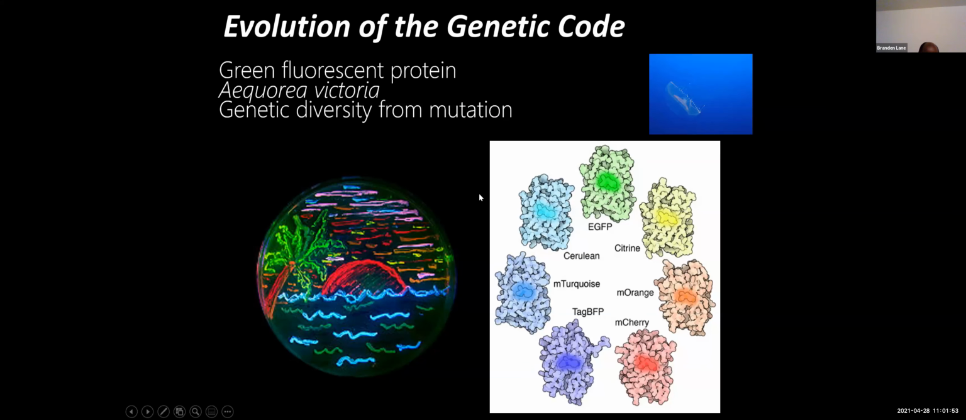This is a petri dish that has been painted with different strains of bacteria that have all been artificially transformed to express various fluorescent proteins. These fluorescent proteins here, such as enhanced GFP, green fluorescent protein, citrine, mTurquoise, cerulean, we find all these different kinds of proteins mostly in jellyfish. We can extract the genes from jellyfish. We can engineer them into plasmids. We can put the plasmids into bacteria, and now you can have some really bad art.